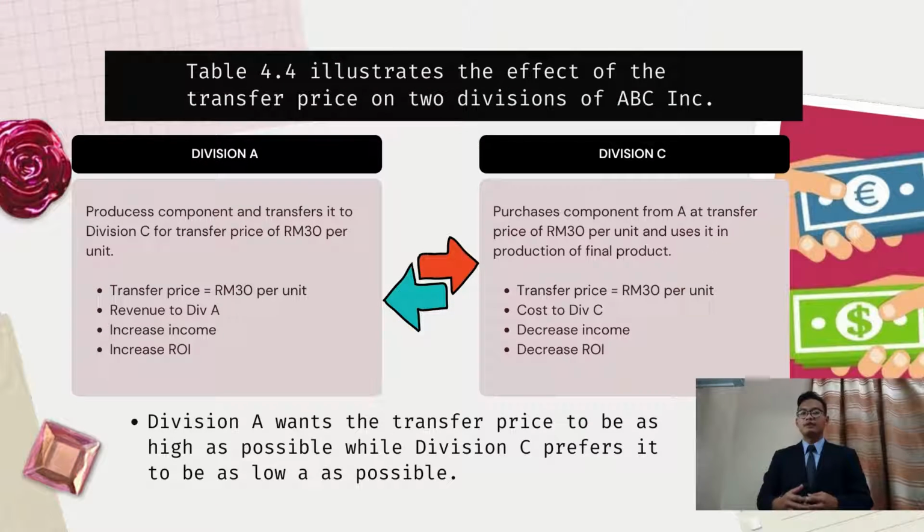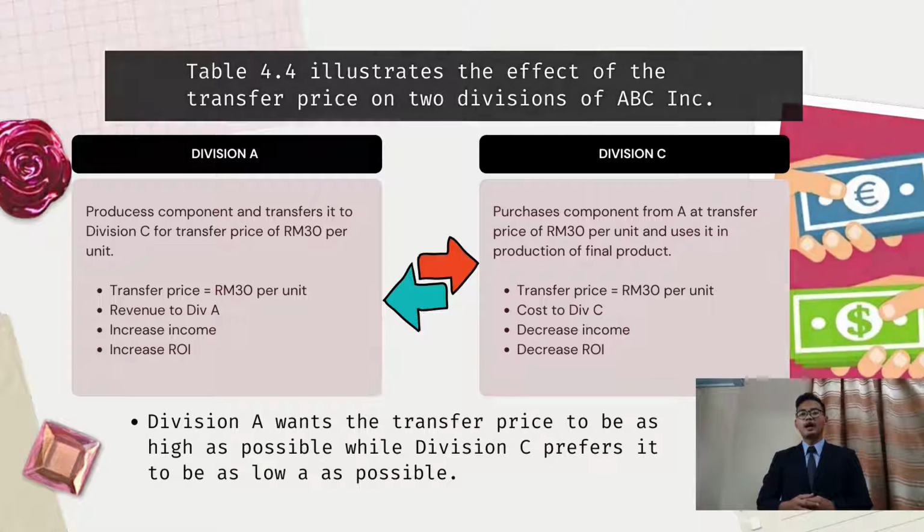Next, table 4.4 illustrates the effect of the transfer price on two divisions of ABC Incorporated. Division A produces a component and sells it to another division of the same company, Division C. The 30 ringgit transfer price is revenue to Division A. Clearly, Division A wants the price to be as high as possible. Conversely, the 30 ringgit transfer price is cost to Division C. Just like the cost of any raw material, Division C prefers as low a transfer price as possible. So we can see that if the transfer price is high, it will give Division A more income and increase the ROI. But otherwise, it will affect Division C by decreased income and decreased ROI.